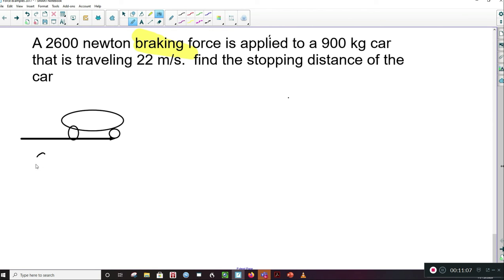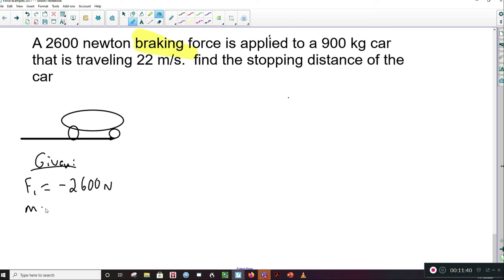So let's write down some givens. And my first given is 2,600 Newton braking force. Call that F1. Now it's important to remember that this is a negative. If we made this positive braking force, that would mean that the car is traveling backwards, or negative 22 meters per second. So we want to make that negative, and that's going to be important because that's going to tell us what direction our acceleration is.